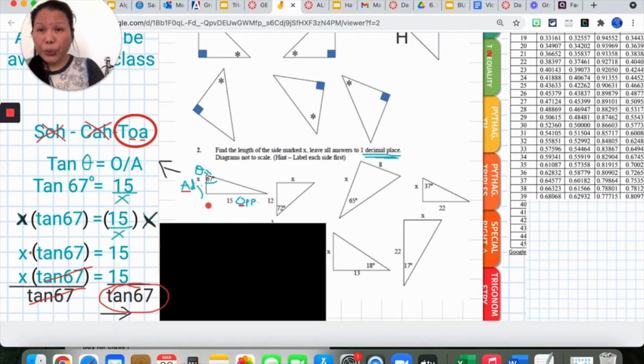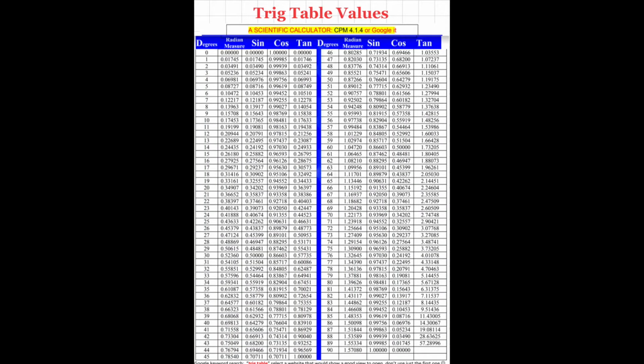You have two ways to look up tangent 67. The first way is using the trig table. For tangent of 67, the degrees start from 46 here. I go down all the way to 67. I go across to tangent, and the table value I see is 2.3.